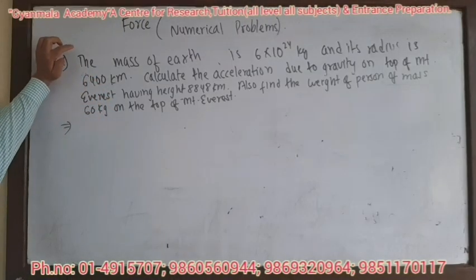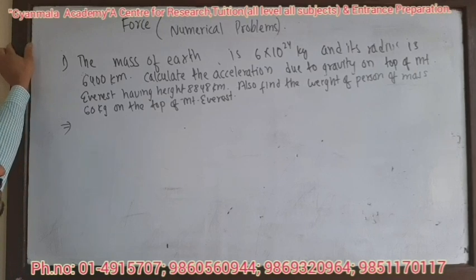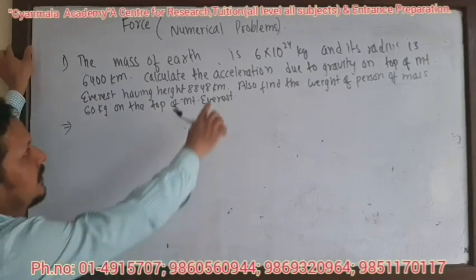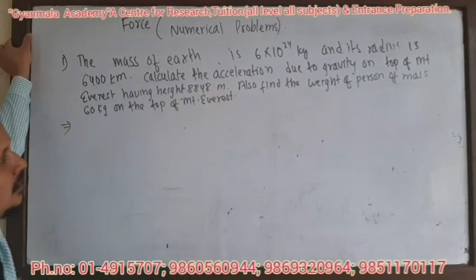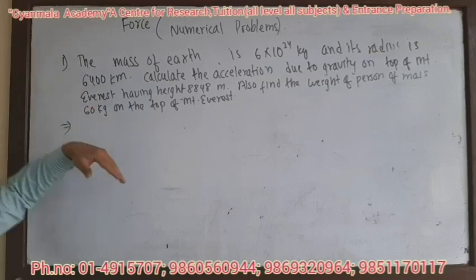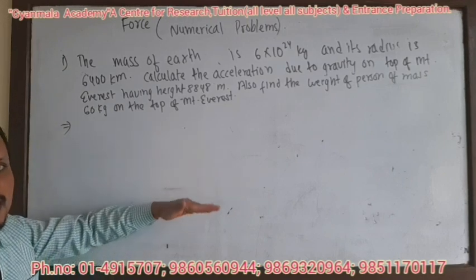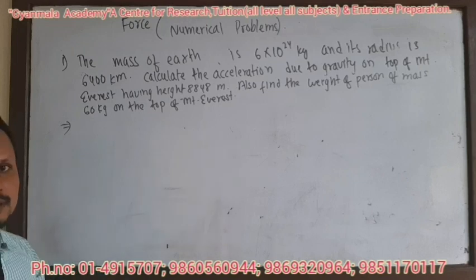The mass of Earth is 6 into 10 to the power 24 kg and its radius is 6400 km. Calculate the acceleration due to gravity on the top of Everest having height 8848 meter. Also find the weight of a person of mass 60 kg on the top of Mount Everest. Like the previous question, we have to calculate the acceleration due to gravity, but here the height above the Earth's surface is given. So we have a different formula for calculating this.